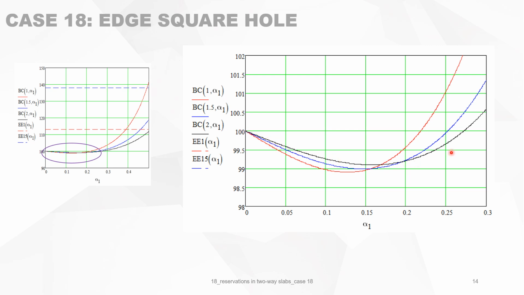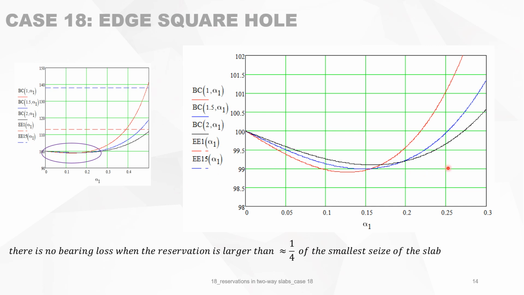You see, these are the three curves ranging alpha from 1 to 2. And the region below is the one which is interesting for us. So you can see roughly that if you make a reservation of this case 18, then there is no bearing loss at all in the region where the alpha 1, or the size of the reservation, is larger than 1/4 of the smallest size of the slab. So that means this region here. This is 100% here. So this region here.